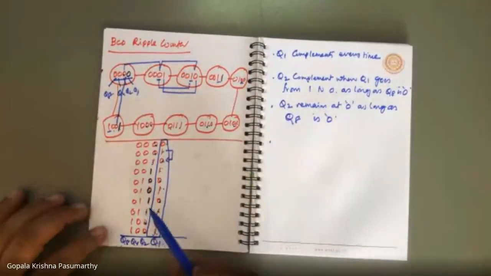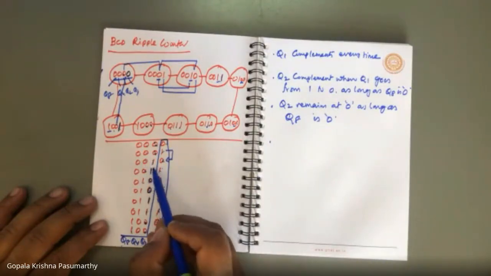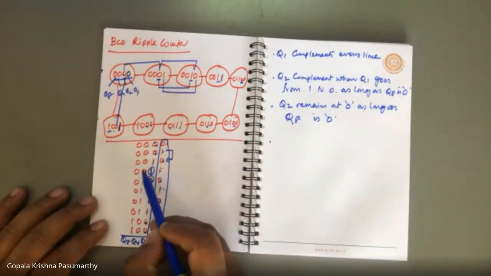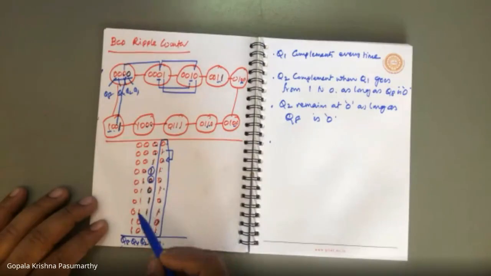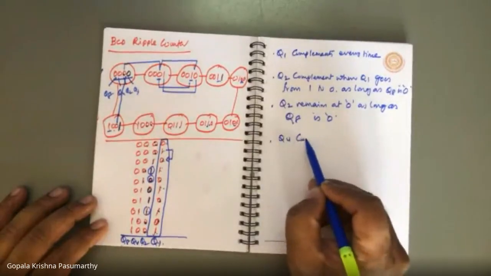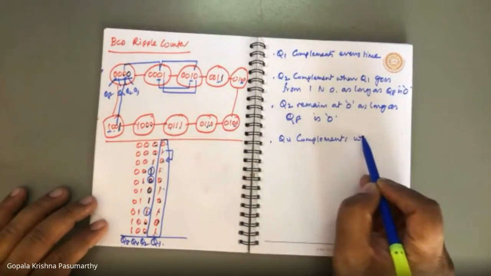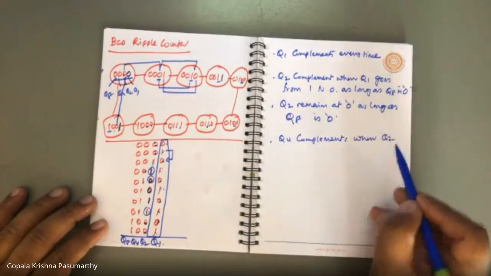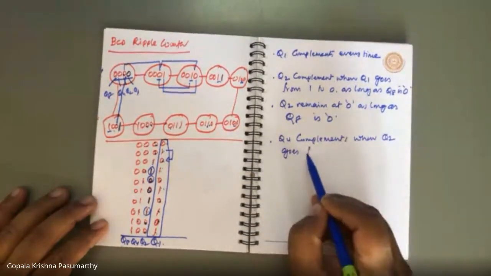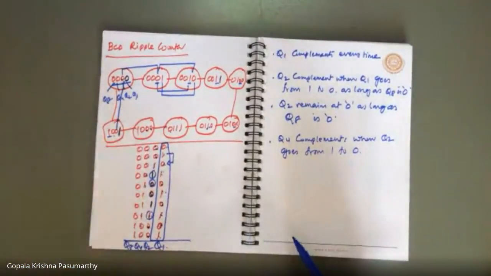Similarly, let us look at Q4. See, 0 0 0 0, then Q4 goes from 0 to 1. When Q2 goes from 1 to 0, Q4 complements. Look again here, it happens here too. Q4 complements when Q2 goes from 1 to 0. So the rule for Q4 is: Q4 complements when Q2 goes from 1 to 0. So the Q4 rule is also done.